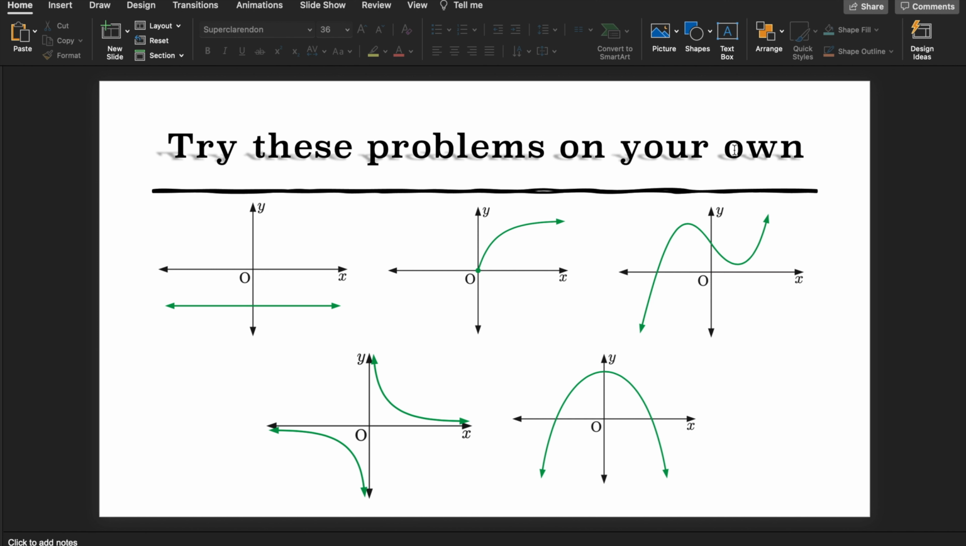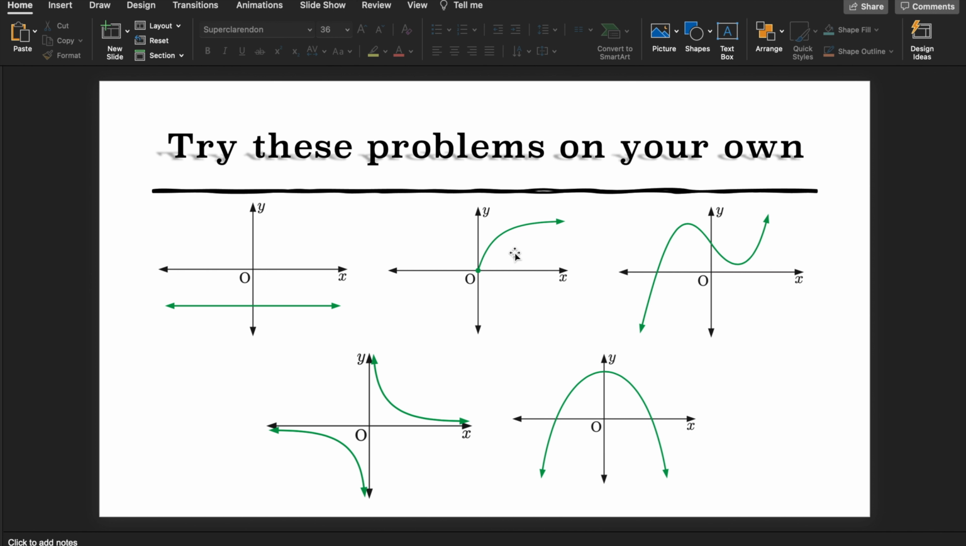Okay, you could try these problems on your own. I'll tell the answers now. If you haven't done it, just pause and do it right now. So here, if we draw a horizontal line here, every single point is on that horizontal line. Therefore, it's not a one-to-one function, but it is a function because it passes the vertical line test.